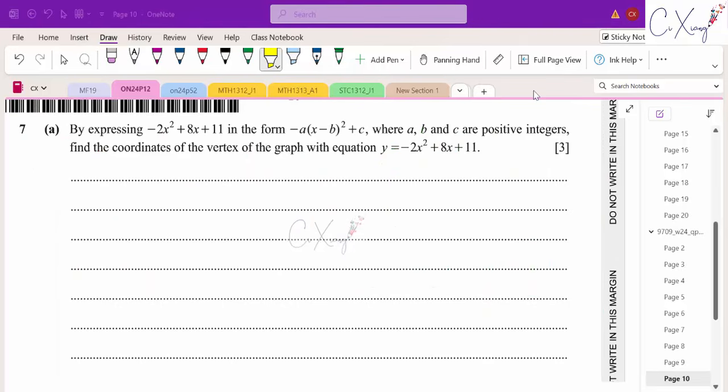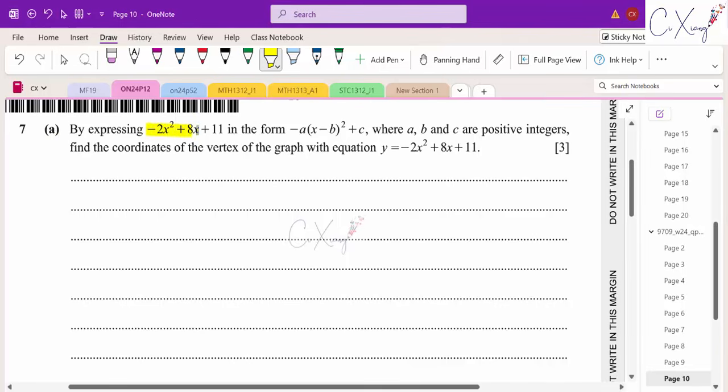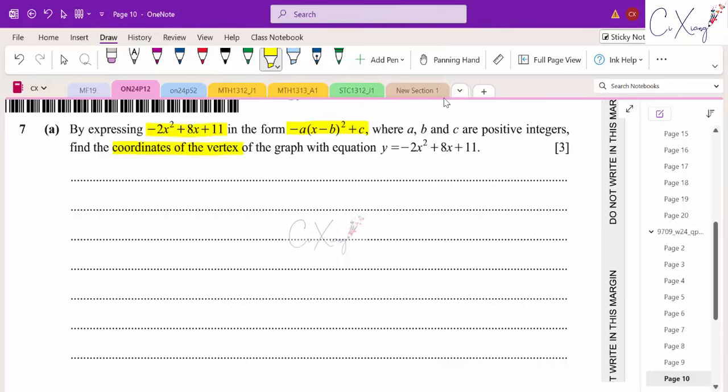Now we are at question number 7. For part A, they want us to express this quadratic expression in the completing square form, where A, B, and C are positive integers. After that, they want us to find the coordinates of the vertex of the graph with this equation.